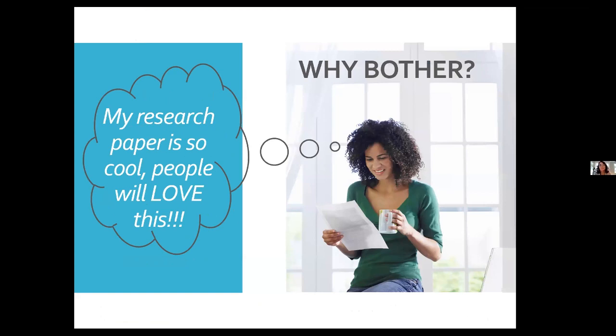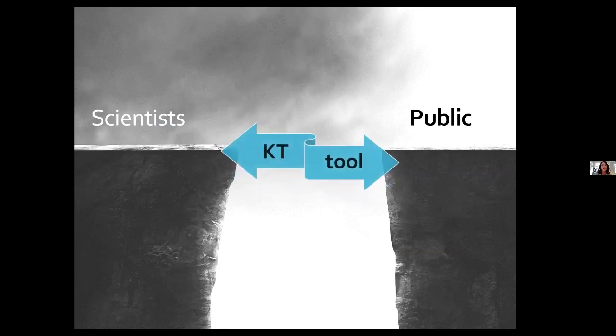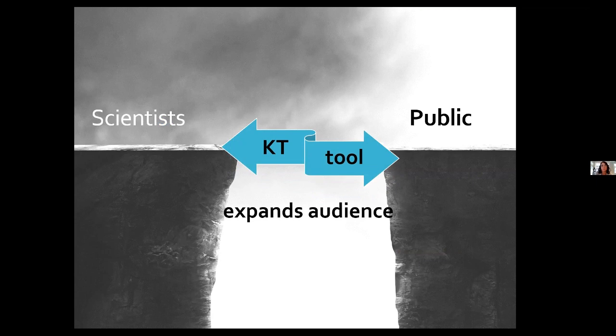So the research is finished and your paper is published. Why bother writing a clear language summary? What's the benefit? Well, every scientist and researcher and healthcare professional, government employee, not-for-profit employee, all of these people should be able to explain what they're doing, why, and how to a non-specialist audience. And a clear language summary helps to do that. It helps to bridge the divide between scientists and the public. It's an important knowledge translation tool that expands the audience for your research.